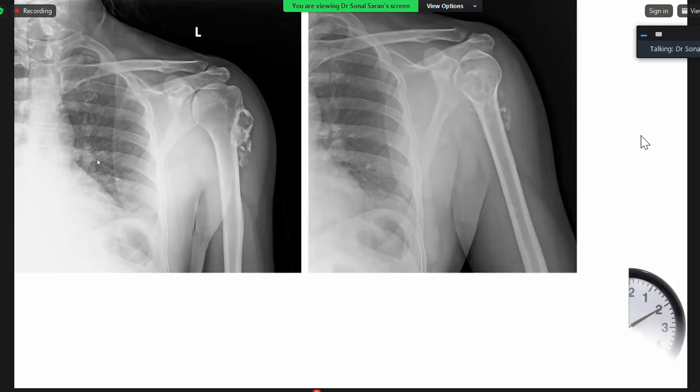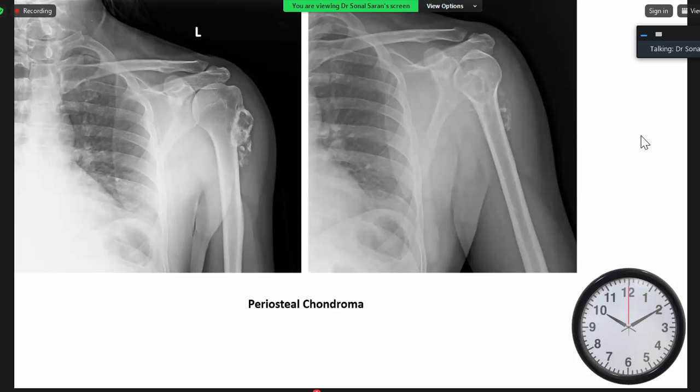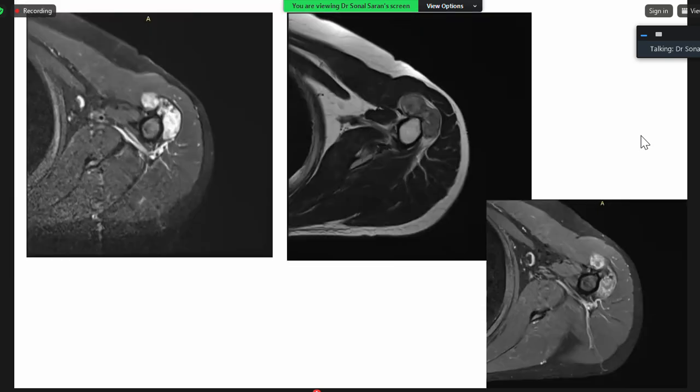Okay, so we have some answers over here. So as you can see, this patient is having a swelling over the surface of the proximal humerus. This is calcified, and this is basically a surface lesion. It is showing calcified matrix over here. So this is a kind of bone tumor, and this is periosteal chondroma, a variety of cartilaginous tumor.